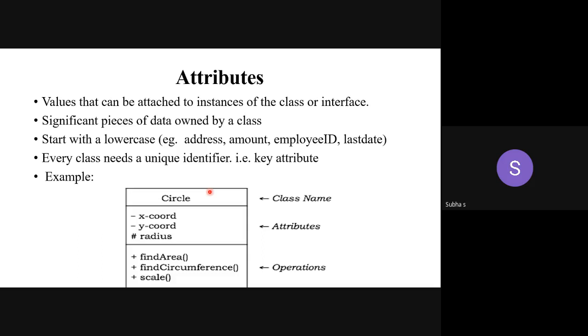150 objects are there, because you people are around 160. Let's take 160 objects, 160 students are there. I have to create 160 instances for that particular roll number with different values. So that is the exact definition for attribute.